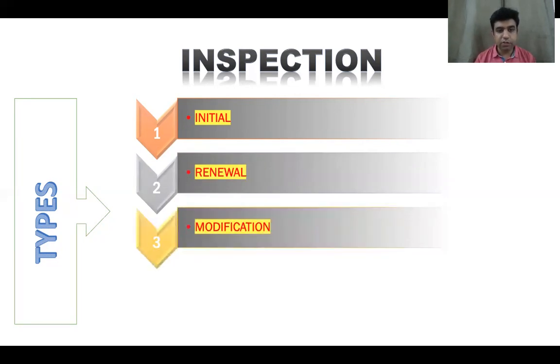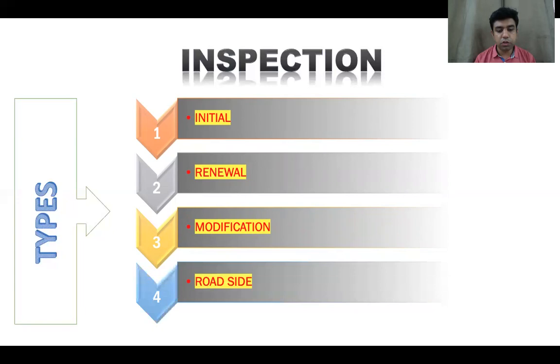The third category of inspection is the modification inspection. Whenever we make certain changes in the length, width, or height of the vehicle, we need to take that vehicle again for inspection at the RTO, so that it does not cause any problem, right? So that is the modification inspection.